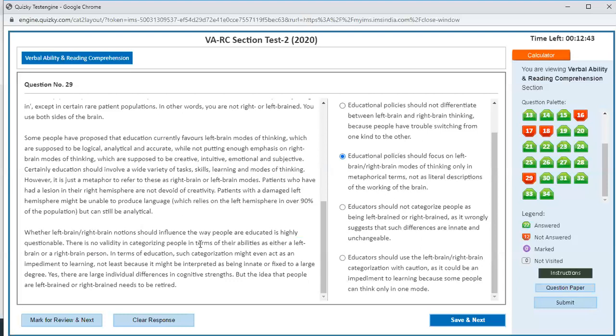There's no validity in categorizing people in terms of their abilities as either left or right brain. Educators should not categorize people as being left brained. Okay, बिल्कुल सही है. As it wrongly suggests that such differences are innate and unchangeable. ठीक है. Educators should use the left brain categories with caution. बिल्कुल भी use नहीं करना चाहिए is what I'm saying. But as it could be an impediment to learning because some people can think only in one word.